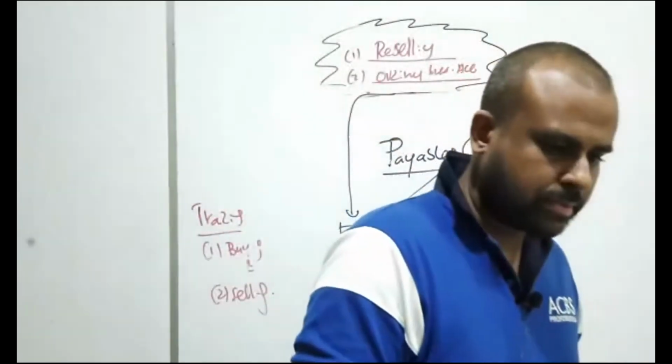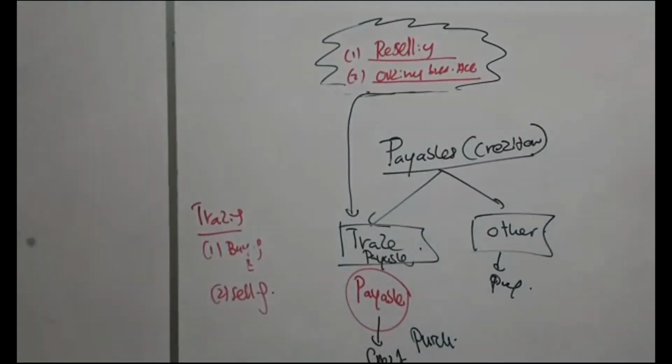On the other side, you can say other payables are the payables that are created other than the credit purchases. Right. Clear now? Okay.